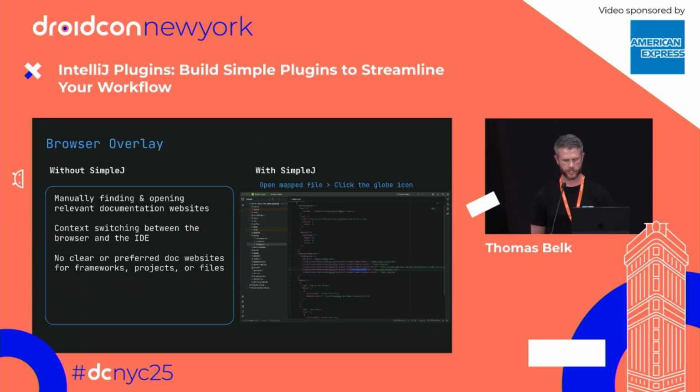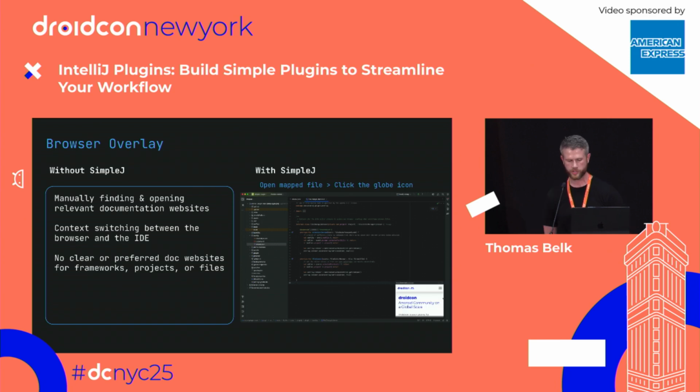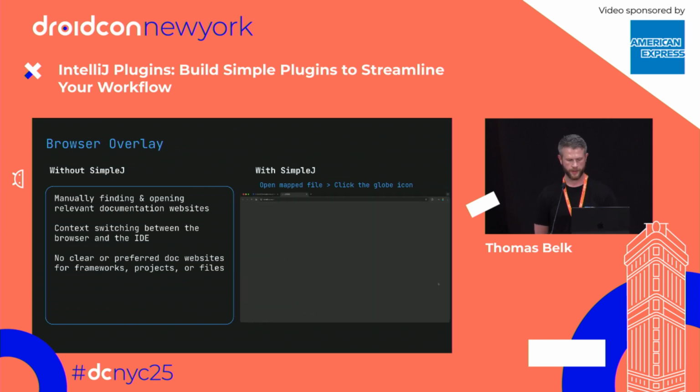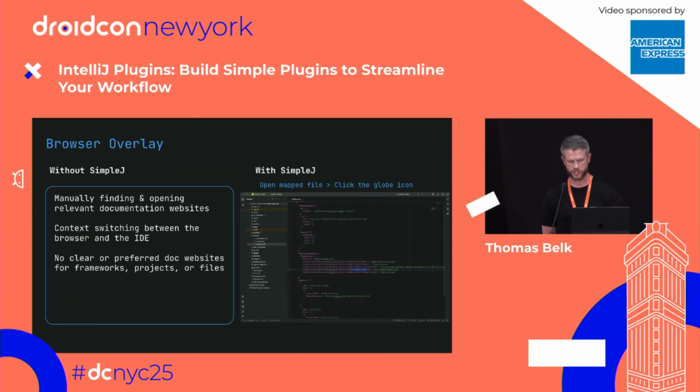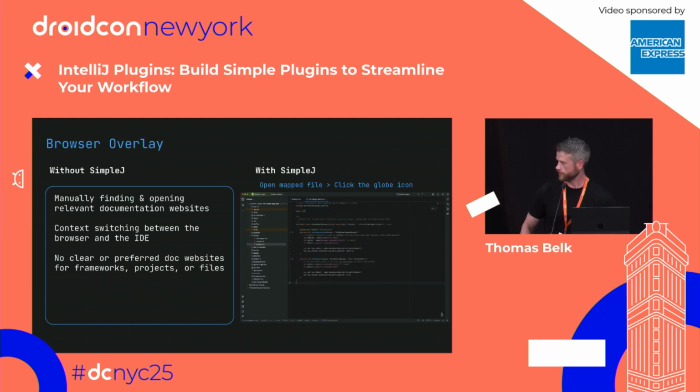Prior to IntelliJ, engineers would manually find documentation websites, context switch between the browser and the IDE, opening the door for more distractions, and there were no clear preferred doc websites for certain frameworks, projects, or file types. With IntelliJ, engineers honestly just need to know that if they need docs and those files have been mapped properly, then clicking on the globe icon in the lower left will open up the doc website inline within their IDE.